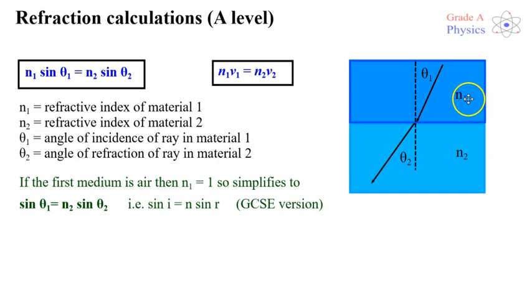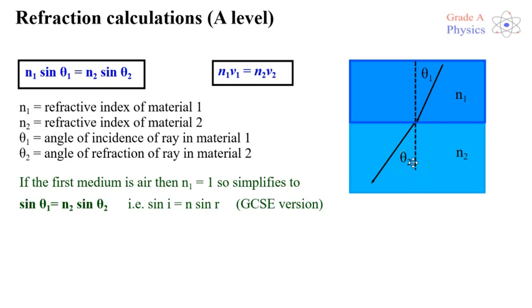So N1 and N2 are the two refractive indices. So the first refractive index, the second refractive index. And then theta 1 is our first angle, theta 2 is our second angle. So this, as shown here, would be the angle of incidence and the angle of refraction. So this is a more general approach.